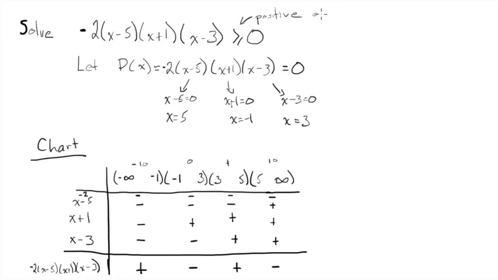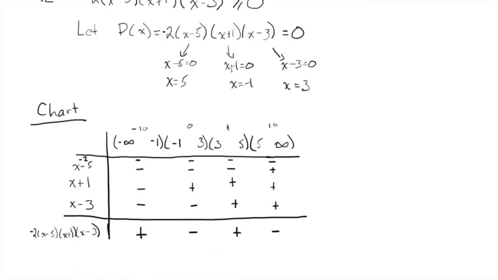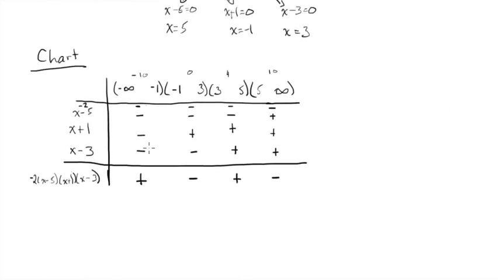Positive or 0. So it's positive here, and it's positive here. It's also going to be equal to 0 right at the intercepts, right? That's what we figured out originally. So we're going to have to include x equals 5, x equals negative 1, and x equals 3, because that's what's going to make this equal to 0.